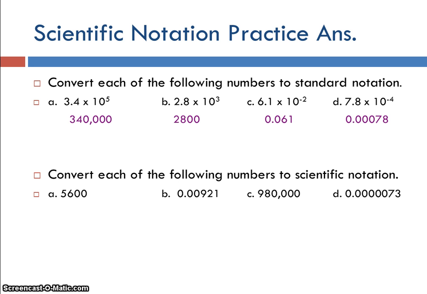And then just check to see if you need a positive or negative exponent. And since 5600 is a really big number, we want it to be a positive exponent. So your final answer is 5.6 times 10 raised to the 3rd power. Try the next 3 by yourself.